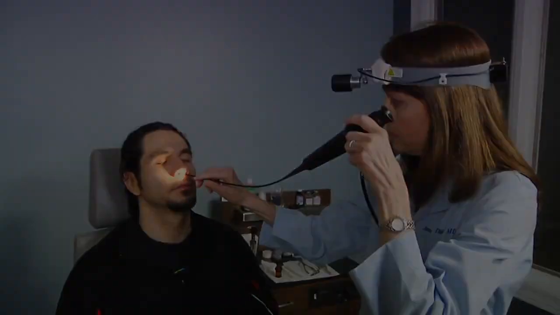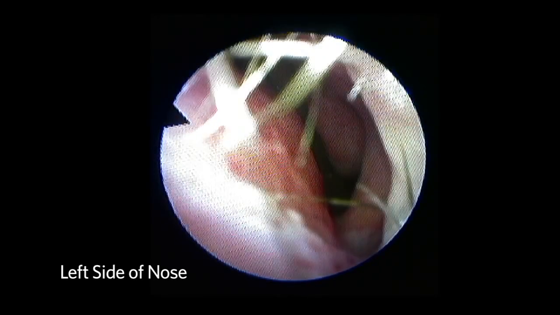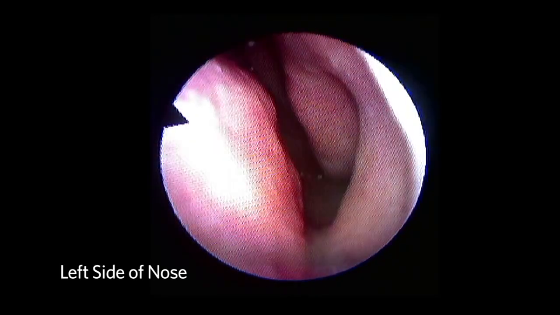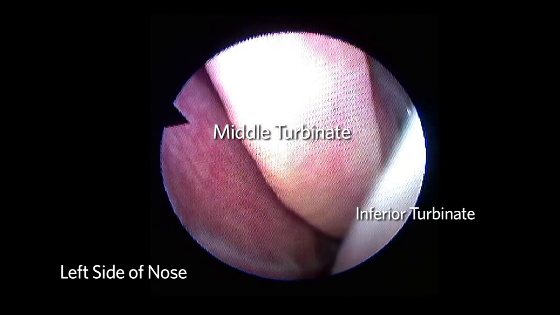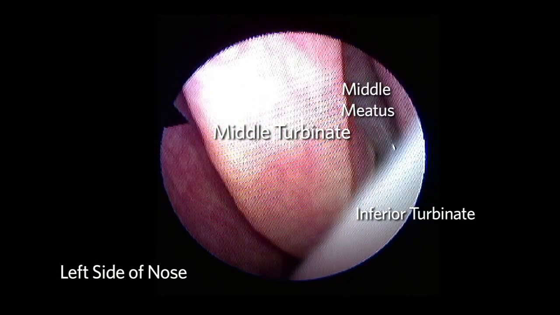I'm just going to pass this through your nose. If it pinches, let me know and I'll change the direction a bit. The scope is placed into the nasal vestibule, and starting along the floor of the nose, one sees the entire length of the nasal septum and the inferior turbinate. Raising the scope 30 degrees allows visibility of the middle turbinate, the inferior turbinate, and the middle meatus.